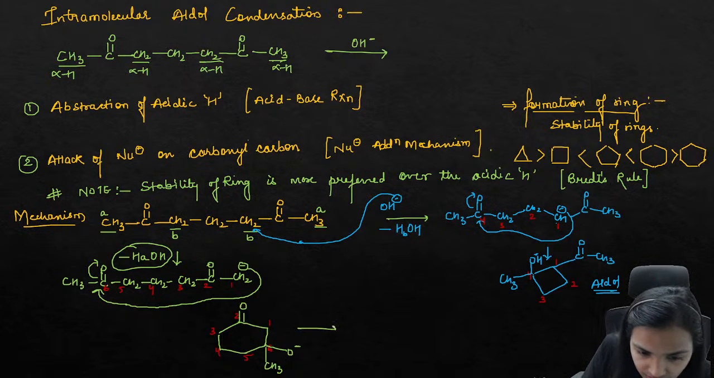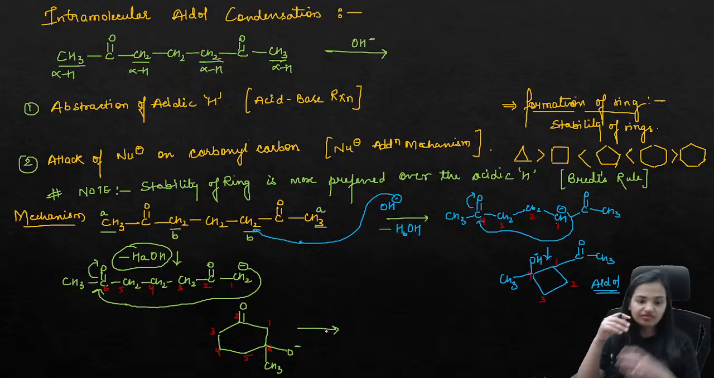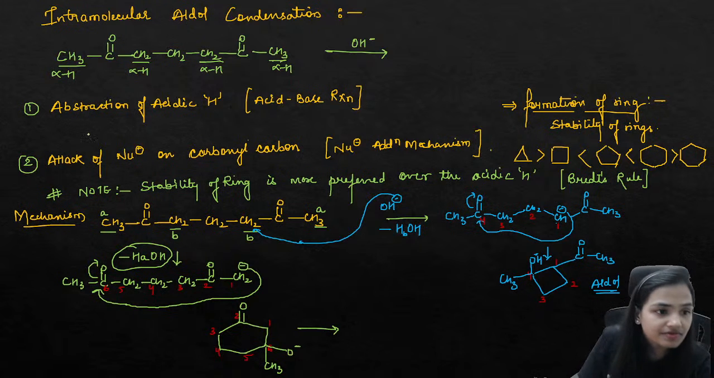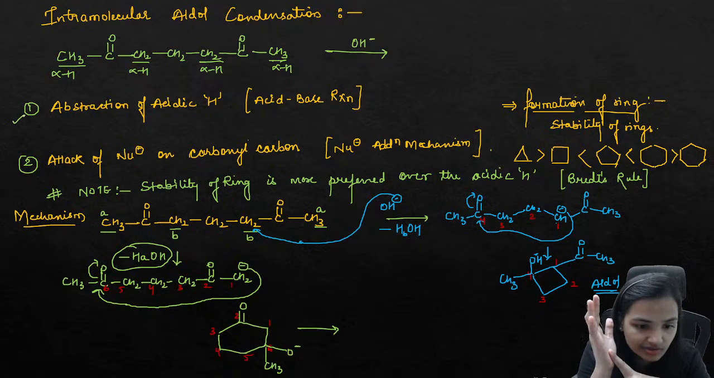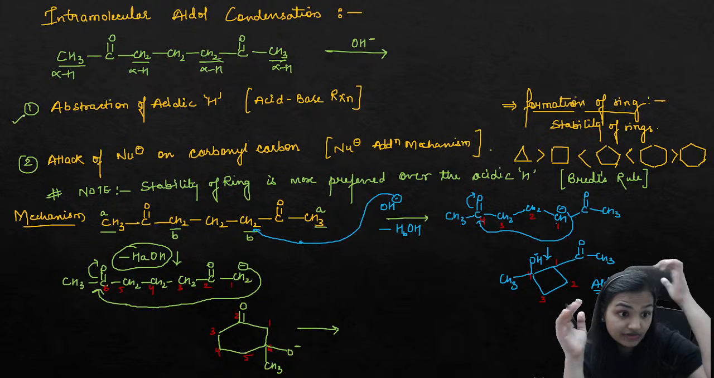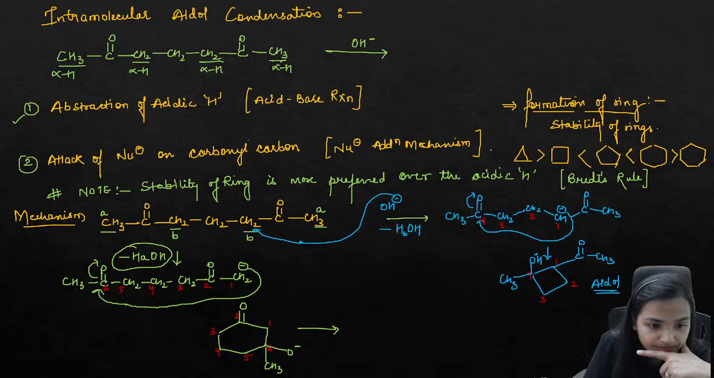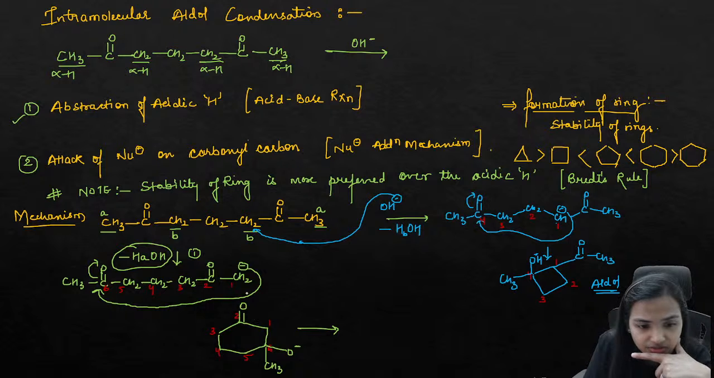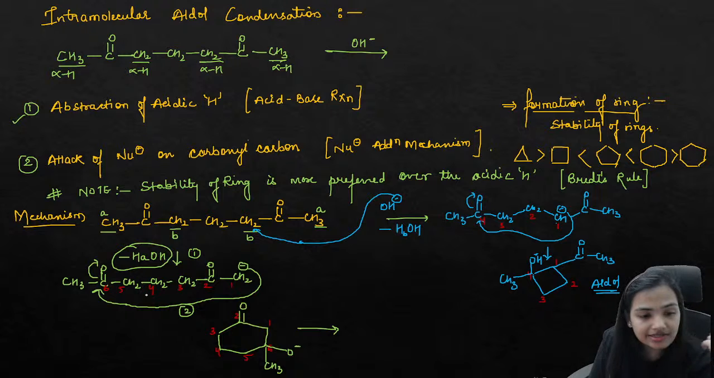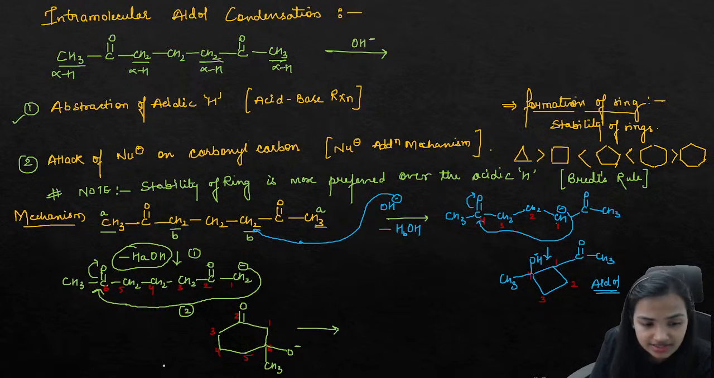Now this O negative, what will this do? This is the nucleophilic attack. We have abstracted the acidic hydrogen. The first step we did was the abstraction of acidic hydrogen. Then after abstracting the acidic hydrogen, we have to do the attack of a nucleophile on the carbonyl carbon. So this is step number 2, the attack of a nucleophile over the carbonyl carbon. That is the nucleophilic addition mechanism, isn't it? And we are getting a 6-membered ring, and this is a stable ring formation. Ultimately, it's a stable ring.